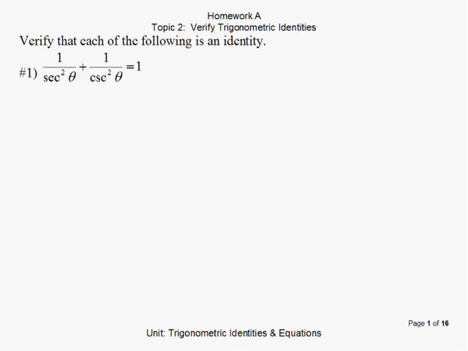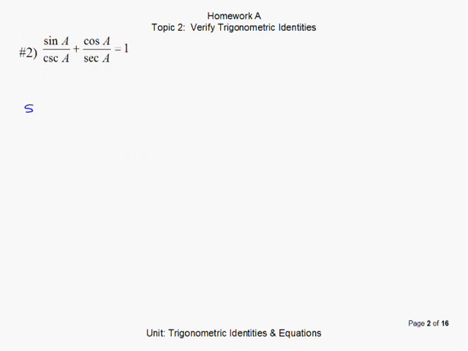Supposed to verify that each is an identity. For number 1 here, I would change 1 divided by secant squared of theta into cosine squared of theta. That's a reciprocal identity. Do the same thing for 1 over cosecant squared, change it to sine squared of theta. Then using trig identity number 1, cosine squared of theta plus sine squared of theta is 1. As soon as the left side and right side are the same, then you're finished.